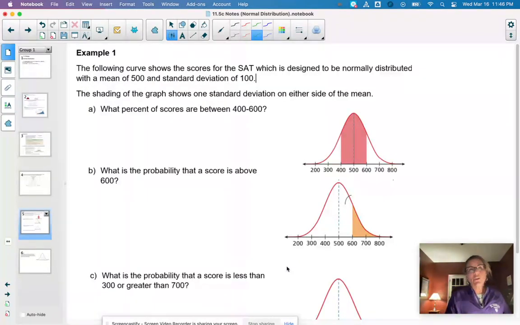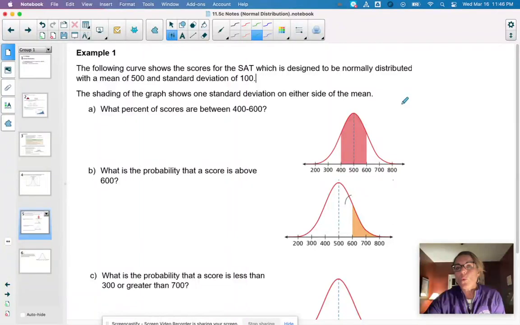The following curve shows the scores for the SAT, which is designed to be normally distributed with a mean of 500 and standard deviation of 100. The shading of the graph shows 1 standard deviation on either side of the mean. Now, when I looked at your notes, the shading did not show up very well. So you might want to go in and shade it in your notes so you understand where we're coming up with the numbers.